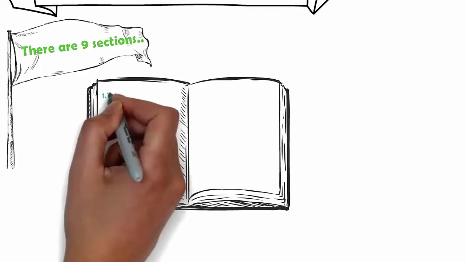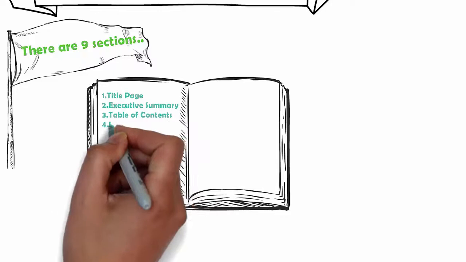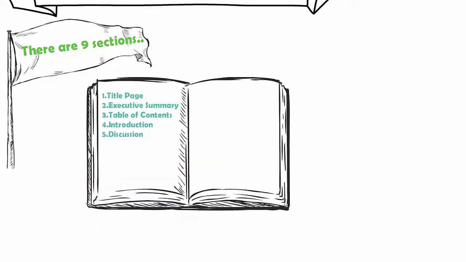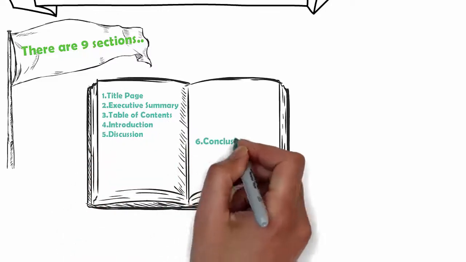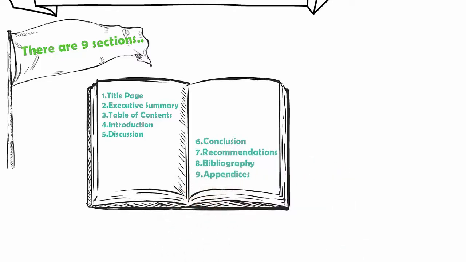Number 1, title page. Number 2, executive summary. Number 3, table of contents. Number 4, introduction. Number 5, discussion. Number 6, conclusion. Number 7, recommendations. Number 8, bibliography. Number 9, appendices.